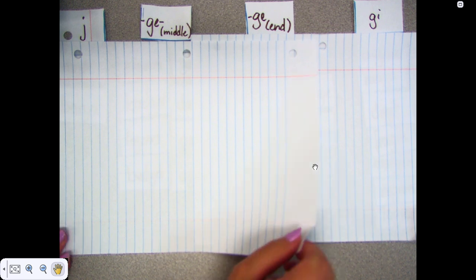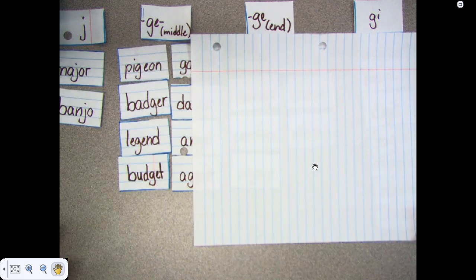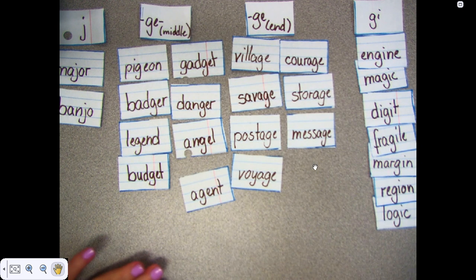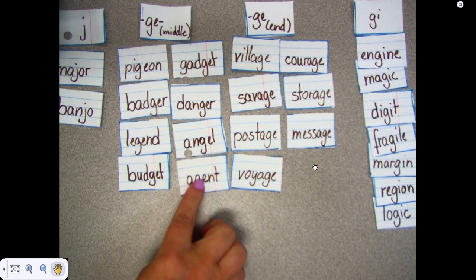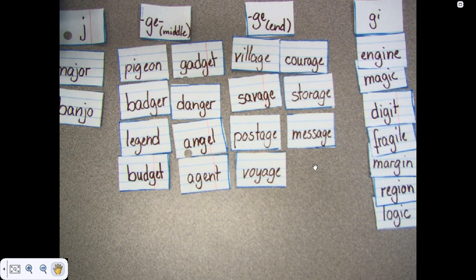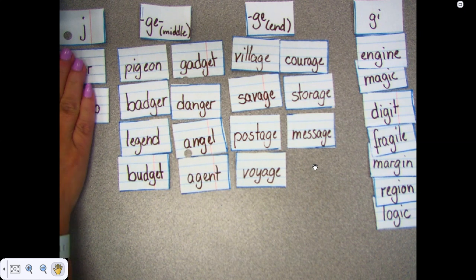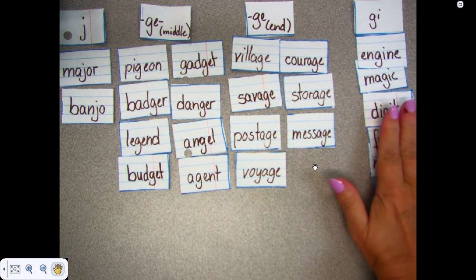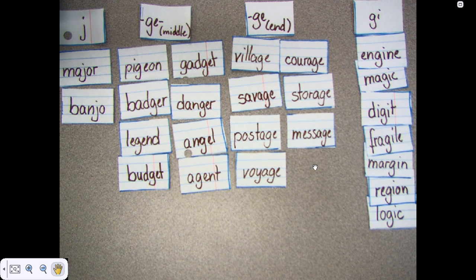Good. Now that you've sorted your words, I can unveil mine. And you can see if you have all the words in the correct place. All right, pause right here and check if you sorted your words correctly. Let me scoot these two over. There. These over a little bit so you can see them better. Nice. All righty. Now that you've checked your words, we're going to go ahead and write them down.